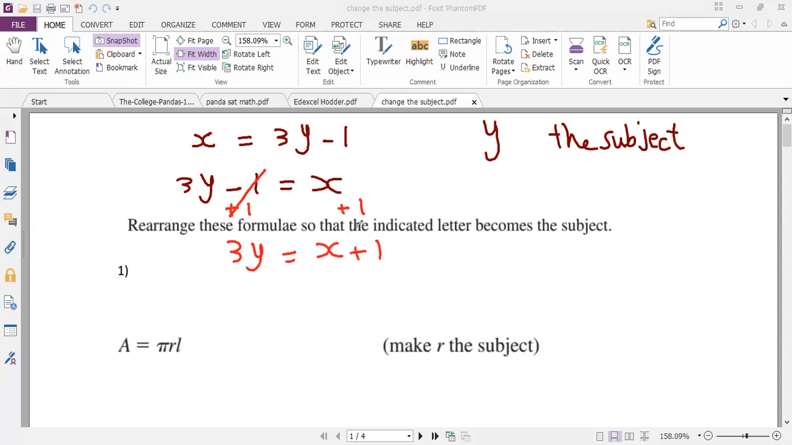Till now, y is not the subject. To make y the subject, just divide by 3 on all sides. So y equals x plus 1 over 3.